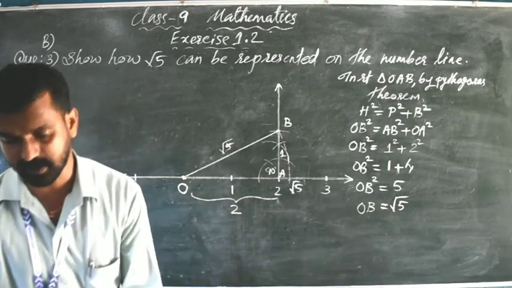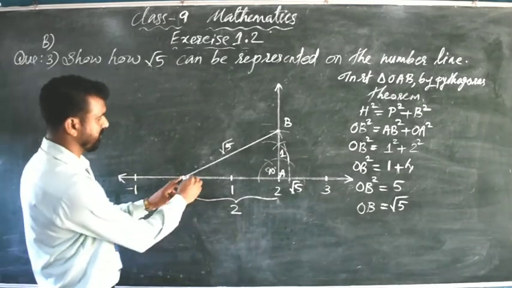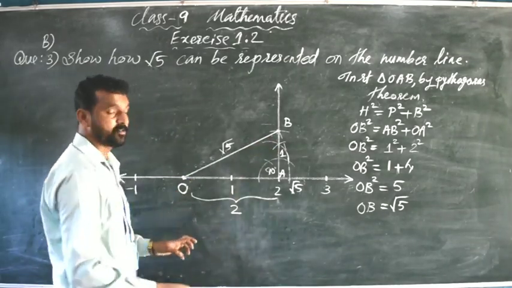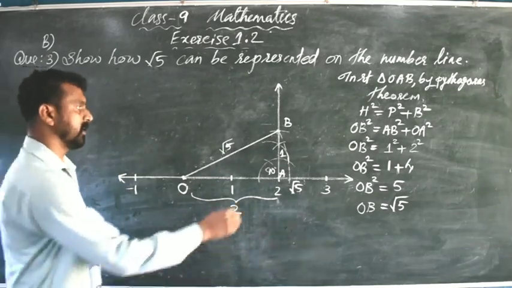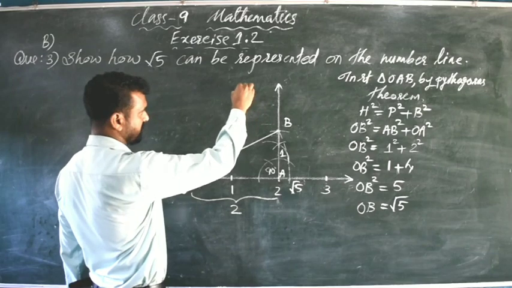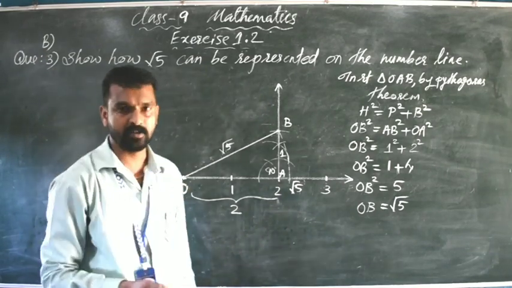Now next question, represent root 7 on a number line. How can we represent root 7 on a number line? Now you see here we have represented root 5. Again, to represent root 7, same root 5 we have to make. After that, here we will make root 6. Again we will make root 7. So that I will show you in the next video.